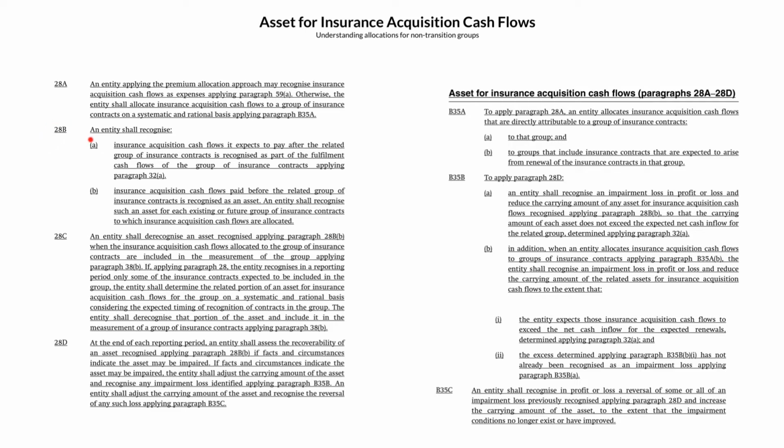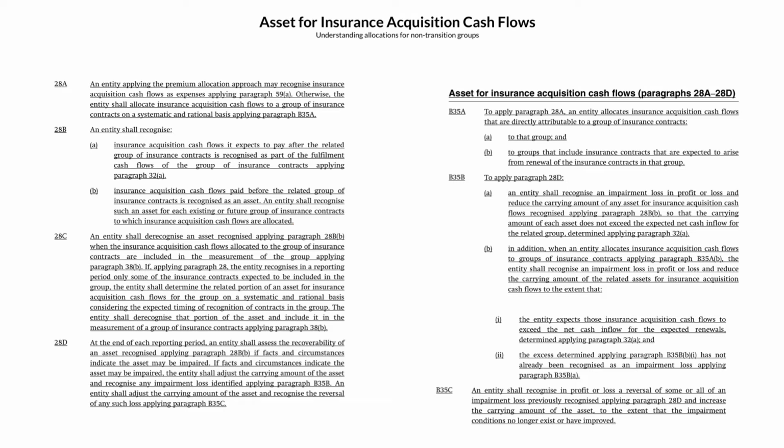28B says an entity shall recognize insurance acquisition cash flows it expects to pay after the related group of insurance contracts is recognized as part of the fulfillment cash flows of the group of insurance contracts, applying paragraph 32A. And B, insurance acquisition cash flows paid before the related group of insurance contracts is recognized as an asset. An entity shall recognize such an asset for each existing or future group of insurance contracts to which insurance acquisition cash flows are allocated.